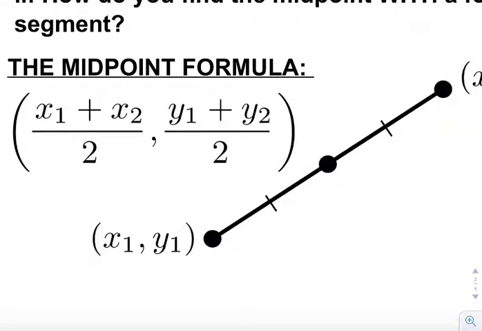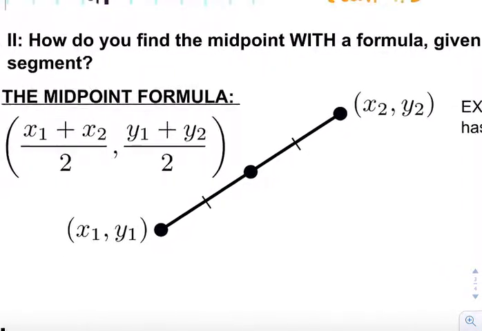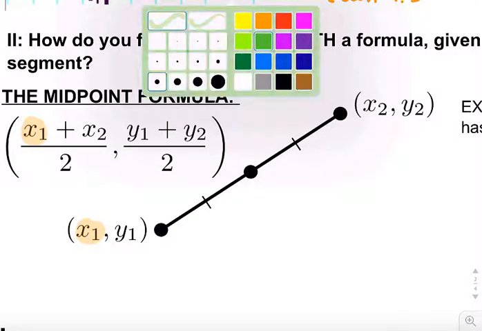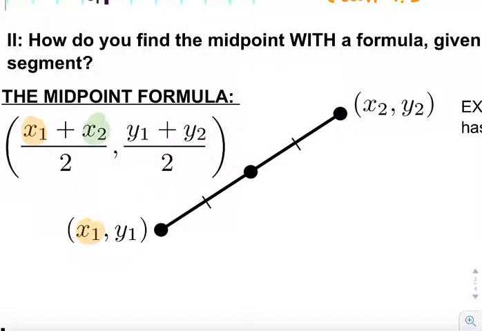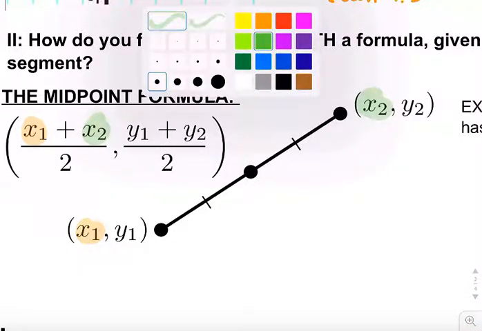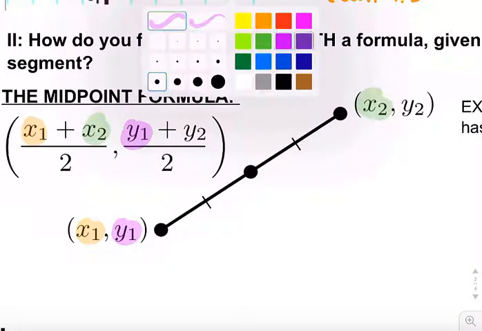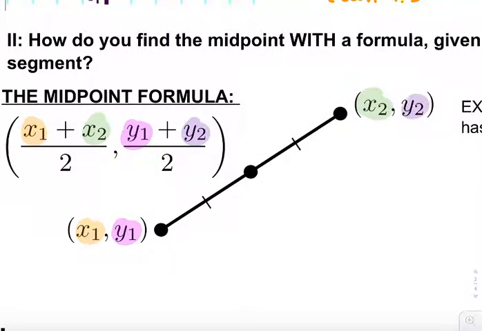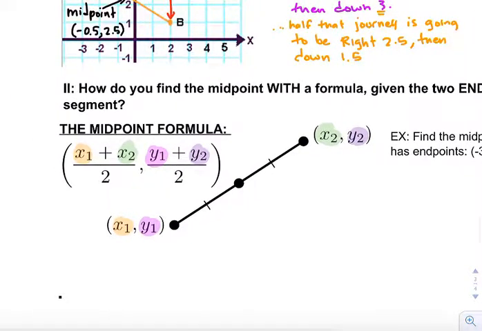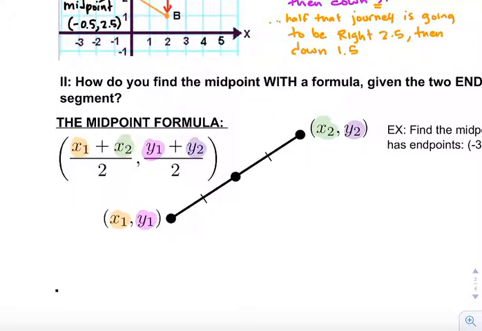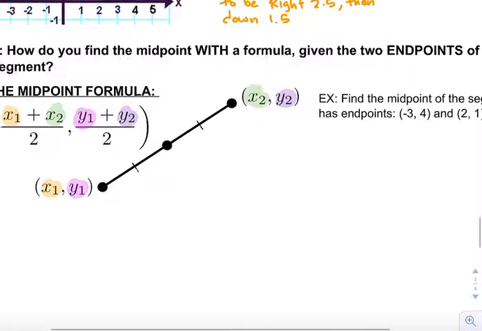The x1, y1, x2, y2 just refer to points. So x1 is just the first x value of that coordinate. The x2 is the x coordinate of the second point. The y1 pairs with the x1, and the y2 pairs with the x2. And so this is, again, going to be a formula. We're going to take values, plug them into the formula, and see how it works.